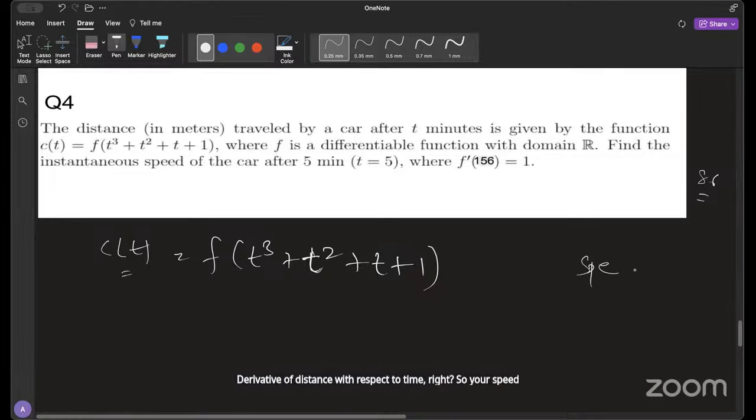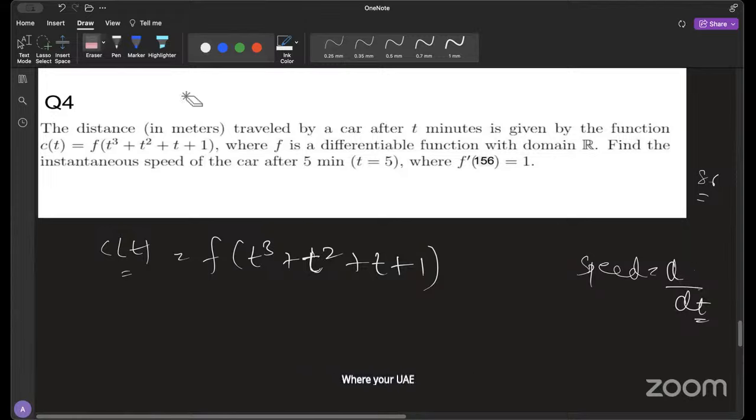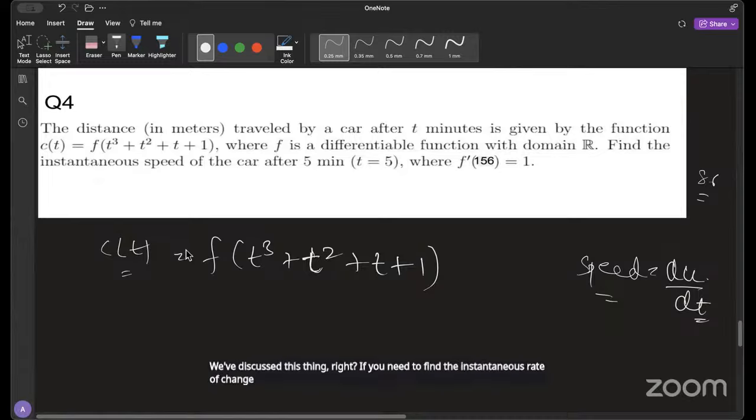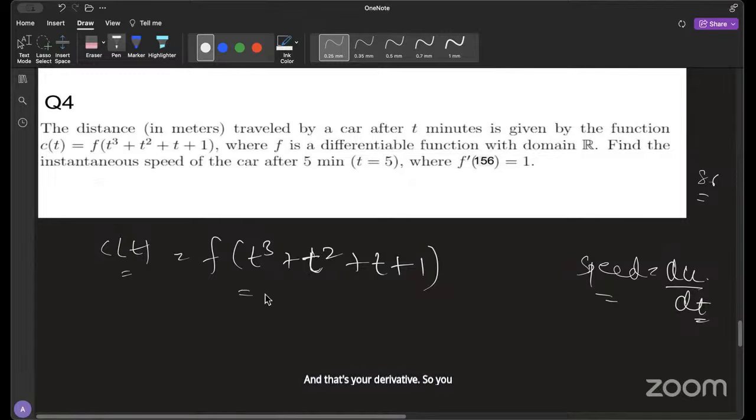Right? So your speed is ds by dt, where t is time and s is distance. Or you can just take u, du by dt, where u is speed and t is time. Right? That's your speed. So to find the instantaneous speed, we've discussed this, right? If you need to find the instantaneous rate of change in the function with respect to the change in variable, that's your derivative. So you need to find the derivative of this thing.